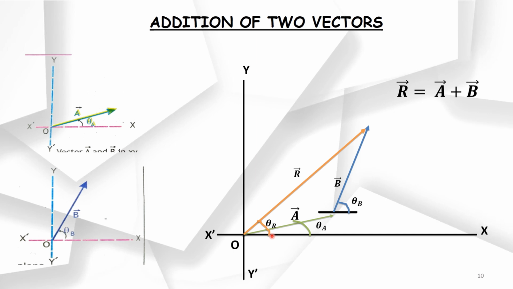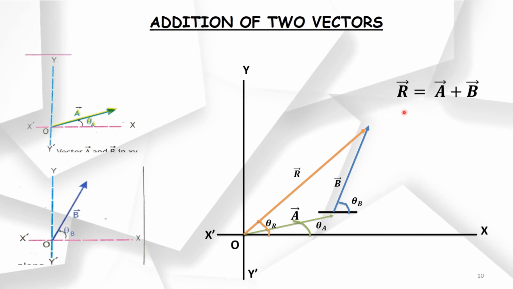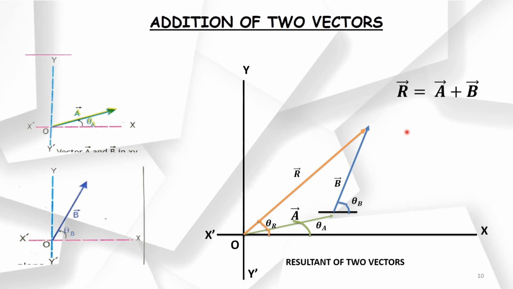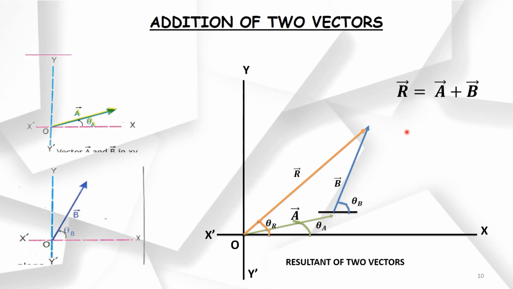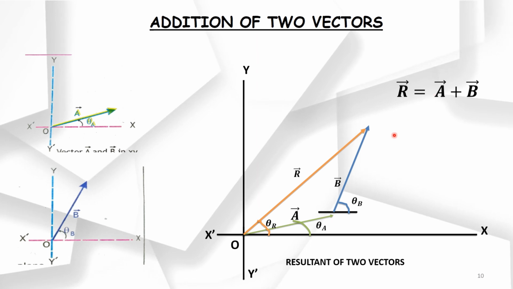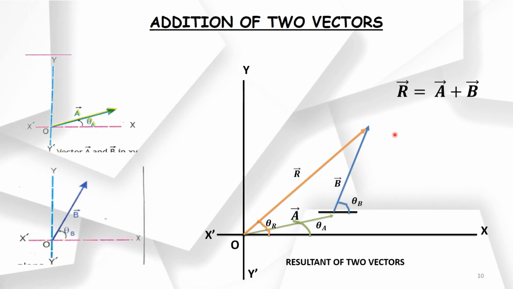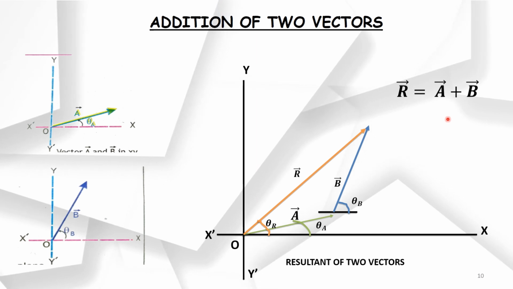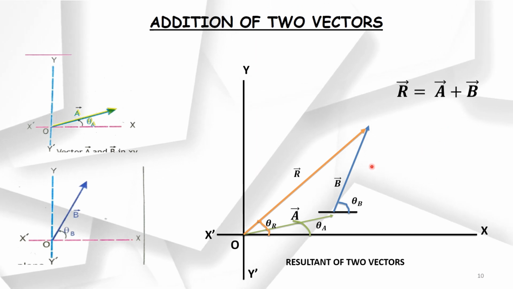So our resultant equation will become R equals A plus B. Joining the tail of the first vector with the head of the last vector will give another vector, which is the sum of these vectors, called the resultant vector. The resultant will have the same effect as the combined effect of both vectors.